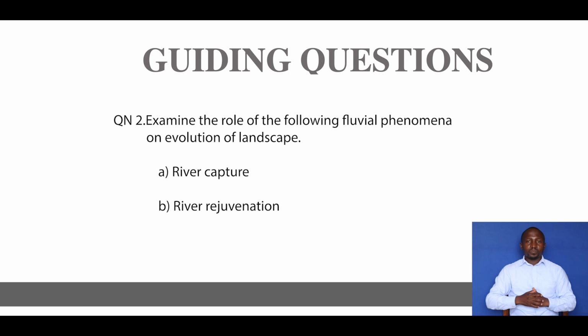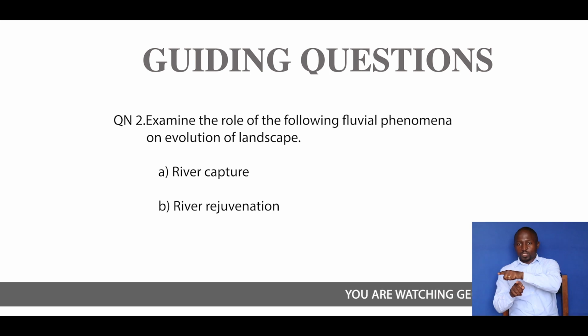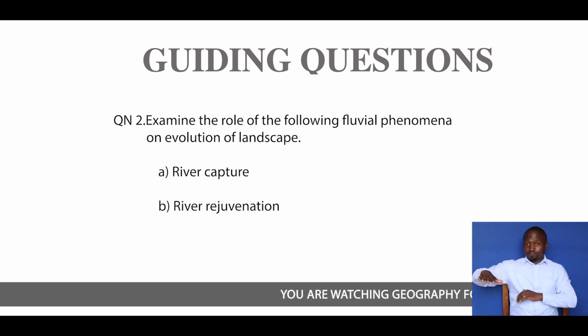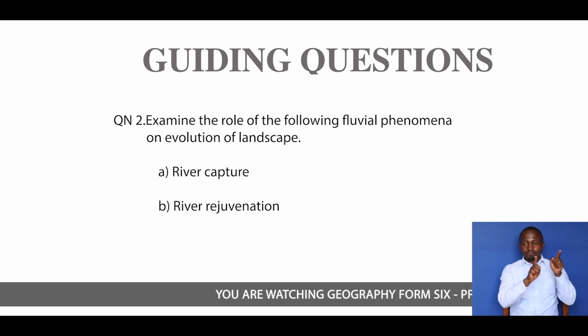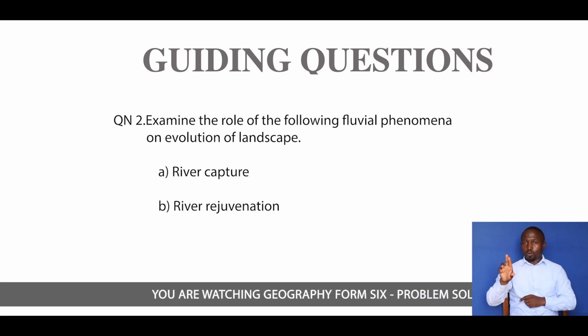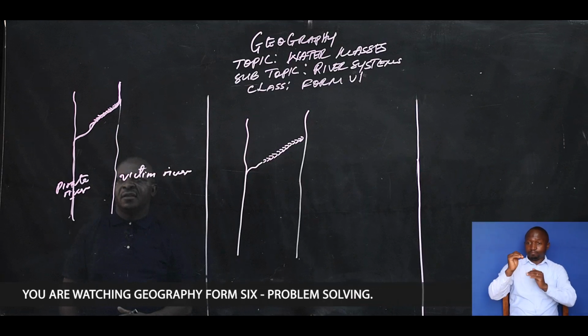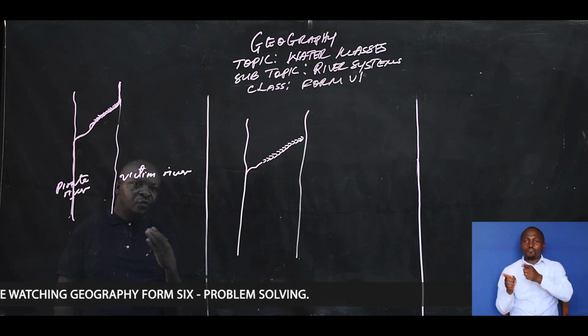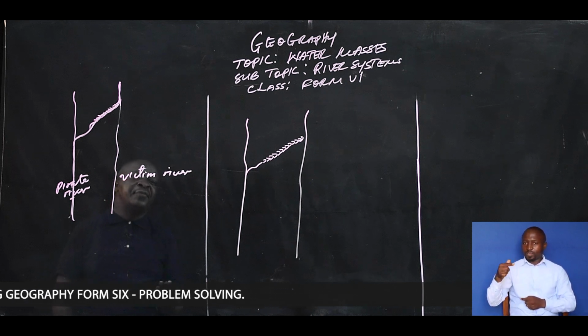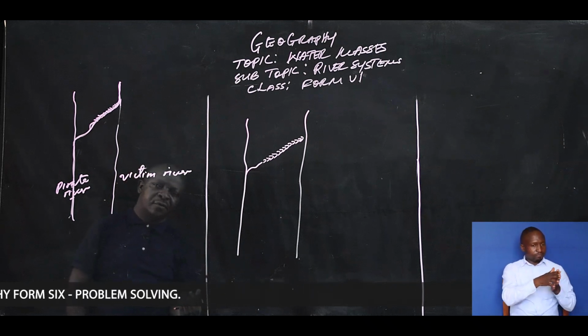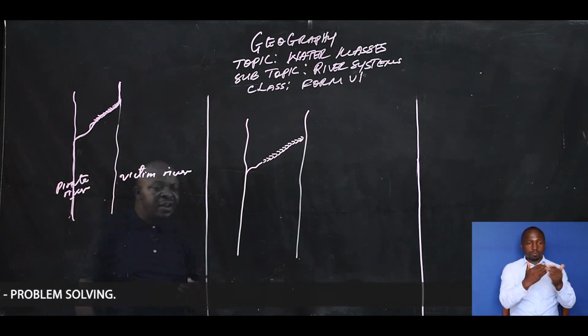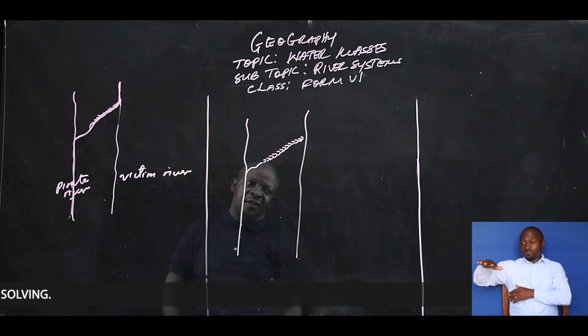Question number 2: examine the role of the following fluvial phenomena on the evolution of landscape. We have separate entities there, A and B. A, river capture. B, river rejuvenation. It means we are supposed to show how river capture makes evolution of landscape, and how river rejuvenation makes evolution of landscape.